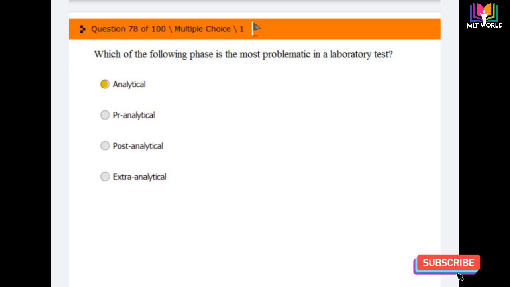Question number 78. Which of the following phases is the most problematic in a laboratory test? Options are analytical phase, pre-analytical phase, post-analytical phase, extra-analytical phase. And the correct answer is the analytical phase is the most problematic in the laboratory test.